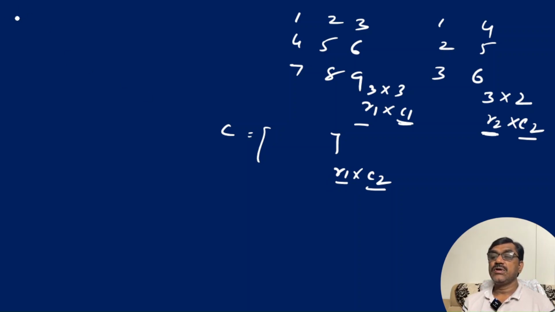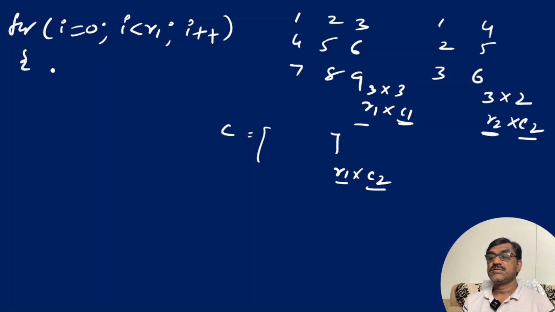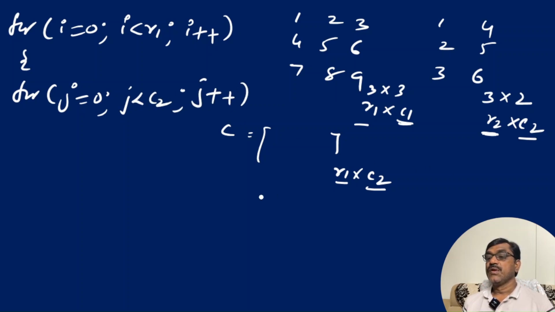We have to write the code like this: for i equals 0, i less than R1, i plus plus. Next, second, you take C2: for j equals 0, j less than C2, j plus plus. This we have to do. In this case, what is the R1 value? 3. R1 value is 3. What is C2? 2. C2 value is 2.